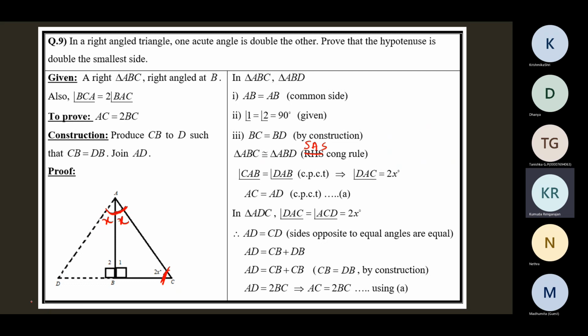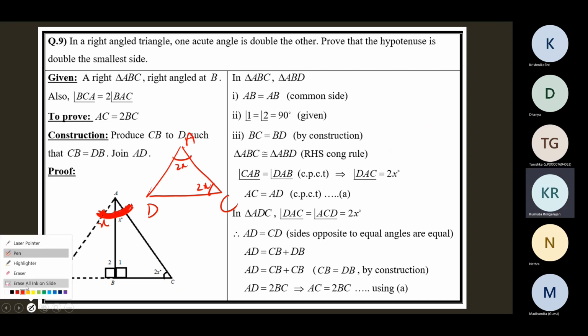So we say that these two angles are equal by CPCT. If this is X, this is also X, so this whole angle is 2X. When you look at the whole triangle ADC, we have 2X here and we have 2X here. So that is the idea. That's why we want to get another angle as 2X.